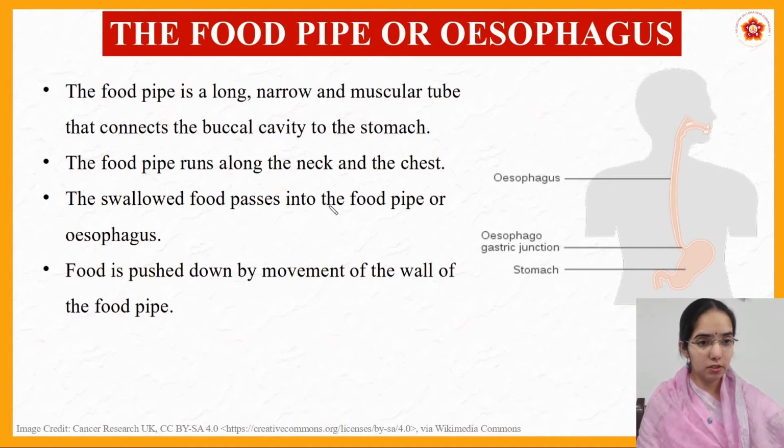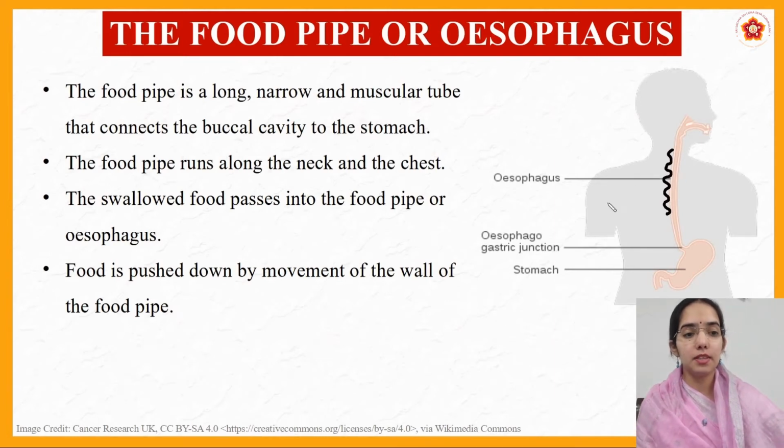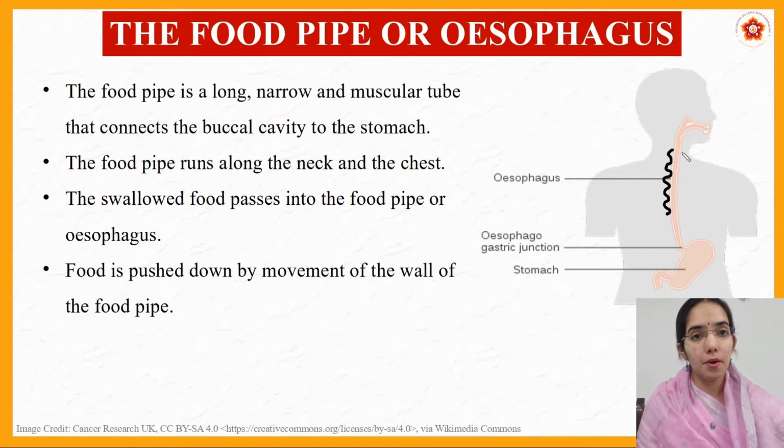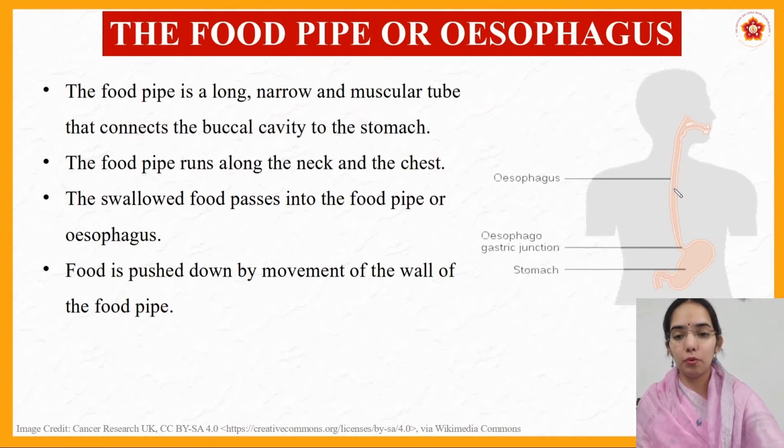The wall of the esophagus, over here you can see, shows a wave-like movement. This wall moves in a wave-like movement which is known as peristalsis. So this wall of the esophagus moves in waves, and this helps the food to move down. This wave-like movement of the wall of the esophagus helps the food to move down.